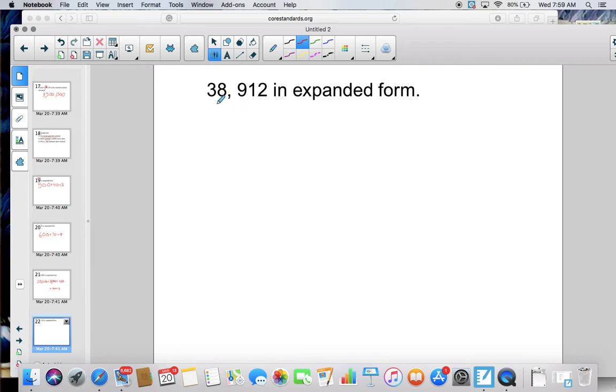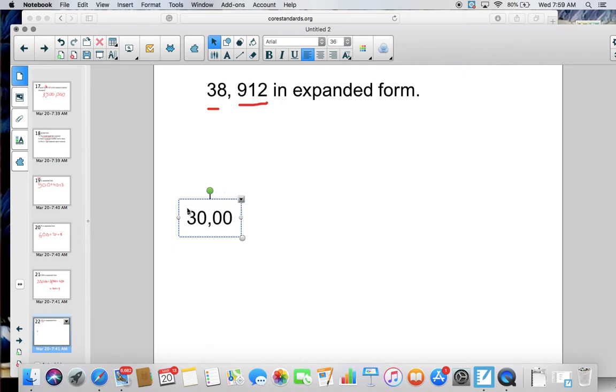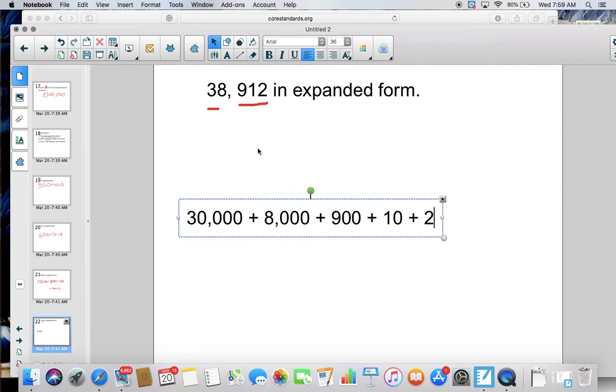All right, next one. Try this. 38,912 in expanded form. Okay, welcome back. Did you put 3, 0, comma 0, 0, 0 because there's 1, 2, 3, 4 spaces? That's 30,000 plus 8,000 plus 900 plus 10 plus 2.